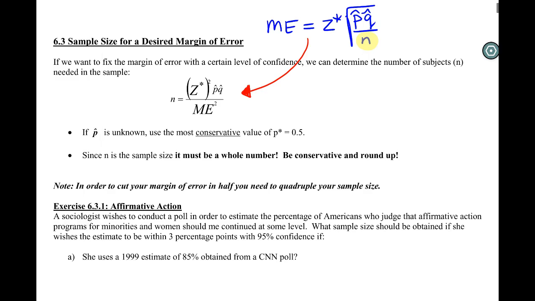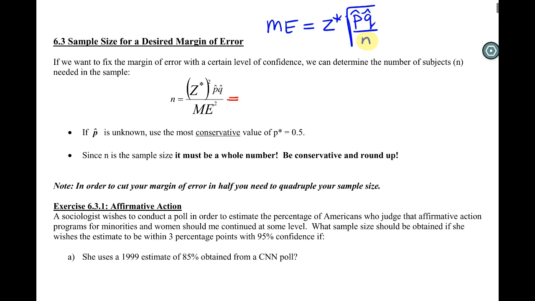And then there's two more important pieces besides plugging into that formula, which will definitely be tested on the next exam. One of those things is, if p hat's unknown, what we want to do is use the most conservative number or value of 0.5. Now, why is this the most conservative number? Again, I'm going to get mathy for a second. I didn't make you watch me solve that for n, but I'm going to get mathy here.